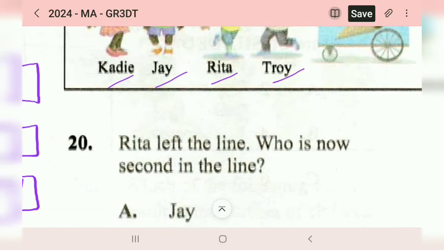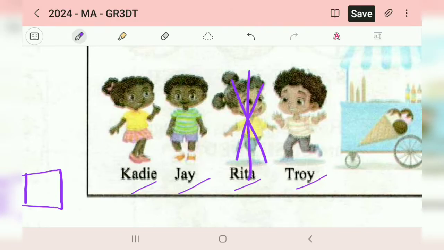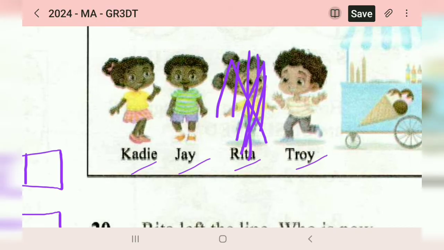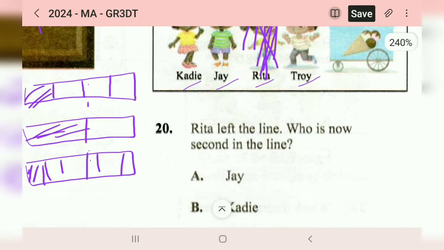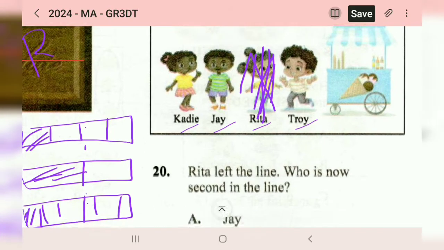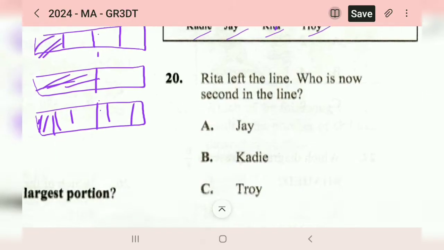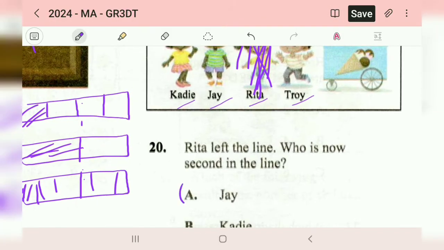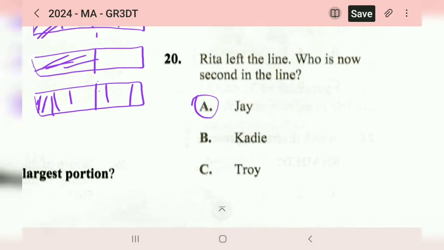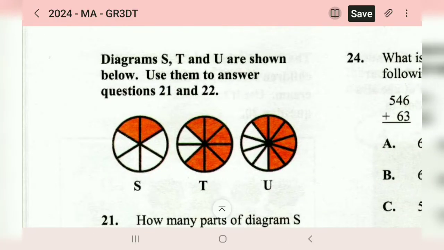All right, Rita left the line. So Rita is no longer in the line. Rita gone. All right, maybe she changed her mind on the ice cream, or maybe her mommy called her. Gone out of the line. Let's continue. Who is now second in line? It's going to be Jay, because Rita is not there. So you're going to have first, Roy being first, Jay being second, KD being third. All right, so let's see. It's going to be J at A, J-A, as in Jamaica, J-A. Number 21.